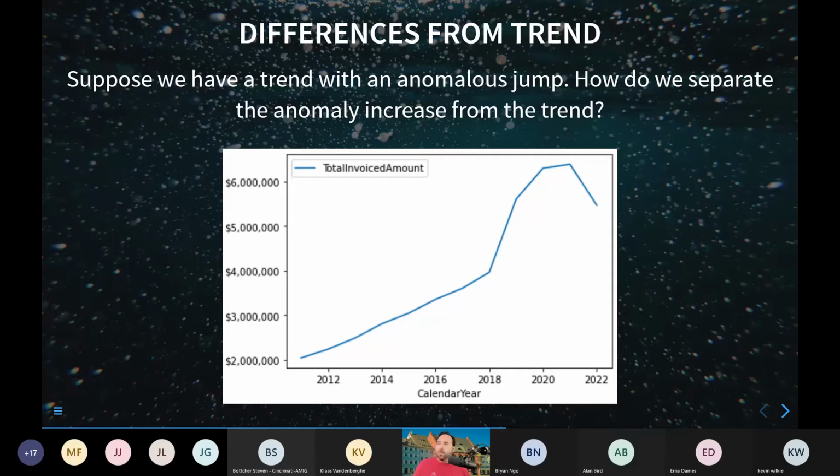Okay, we have a trend with an anomalous jump. I think we can all agree this is a trend. This is an anomalous jump. How do we separate the jump from the trend? And the answer is pretty simple. It has nothing to do with prison. It has to do with rotating your head a little bit.